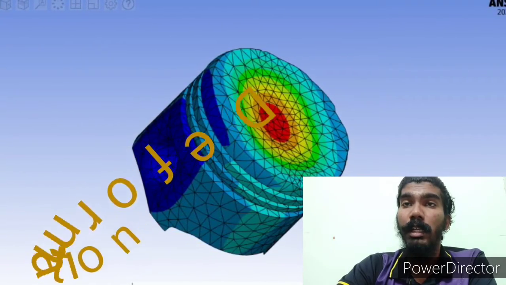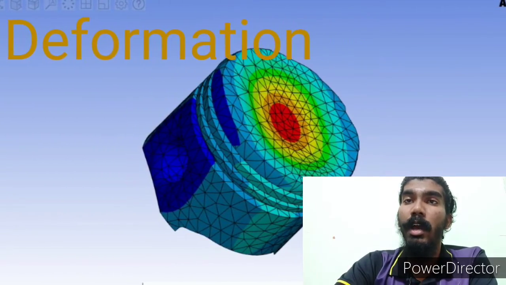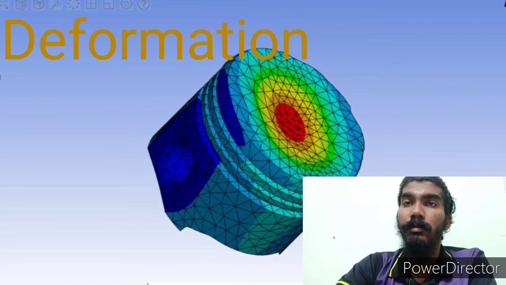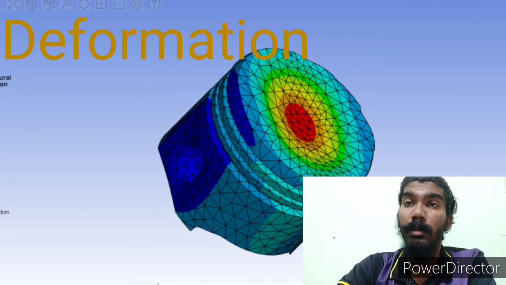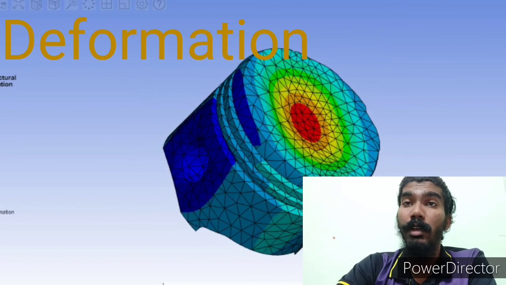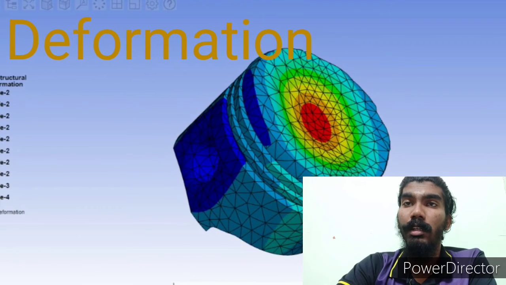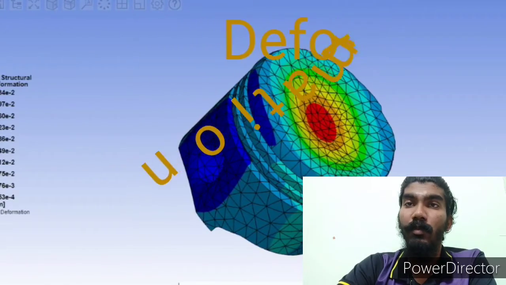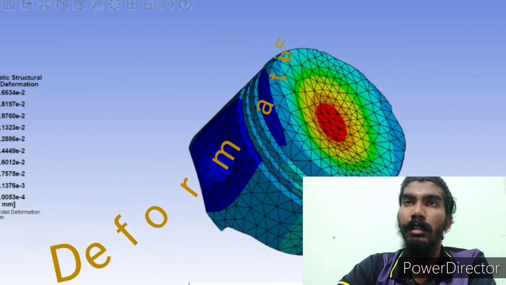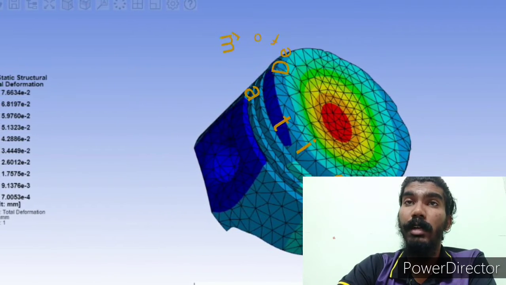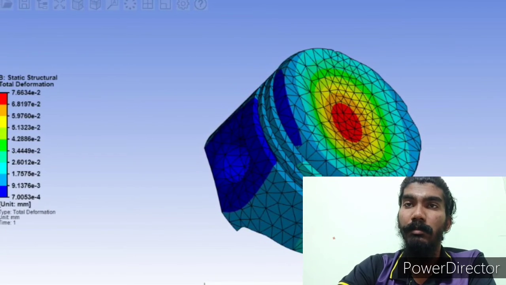As the figure shown on the screen now, the middle of the top surface, the red part, has the most opportunity to cause deformation. It is because when the piston is running, that part has the most impact from the other parts of the piston, because that part is going to hit the surface of the cylinder every time it spins.